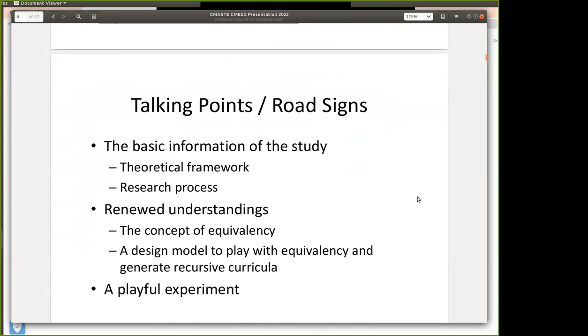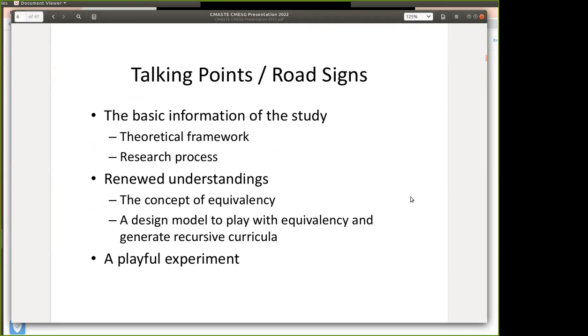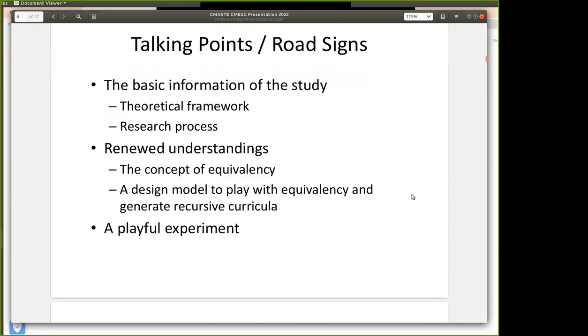These little things will come back later. So I have a lot of things to talk about. I got excited and was trying to show, but I don't think I can cover everything. So I'm just going to go through very quickly the basic information of my study, and then I'm going to talk a little bit about certain newer understandings, focusing on this concept of equivalency, and we'll go through a design model. I hope I can go into this playful experiment, but we might not have the time. But we probably can leave it, if you want to stay and hang on and see something.